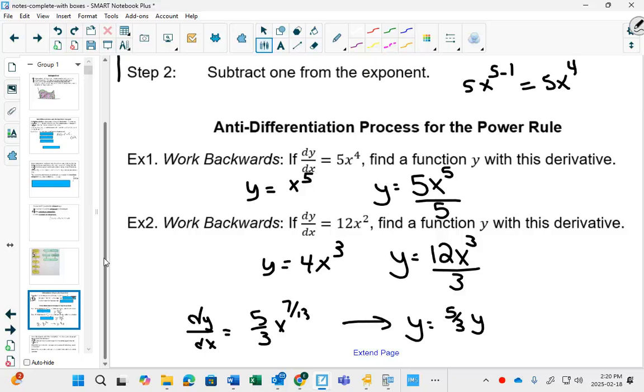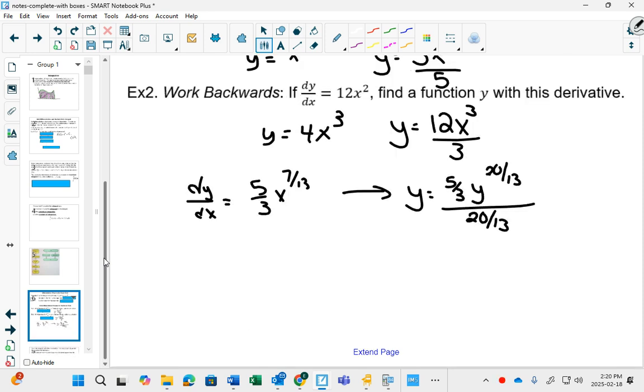So now, you add 1 to this, and what would you get? You would get 20/13, which would mean you'd have to divide by 20/13. And if you wanted to, you could simplify this by multiplying, right? Dividing by a fraction is the same as multiplying by the reciprocal, so you get 65/60.